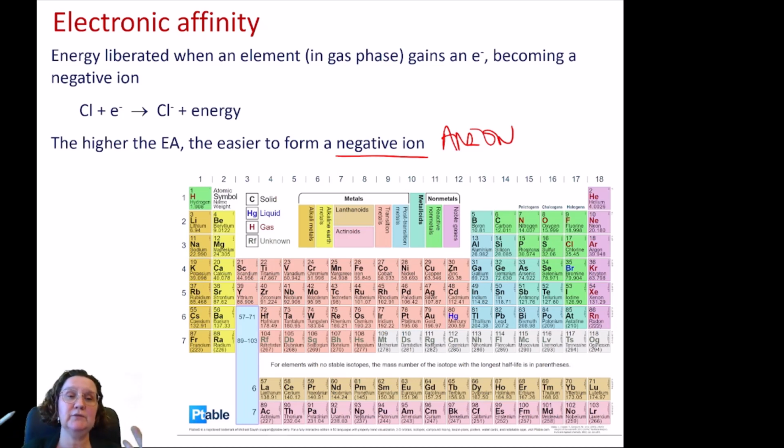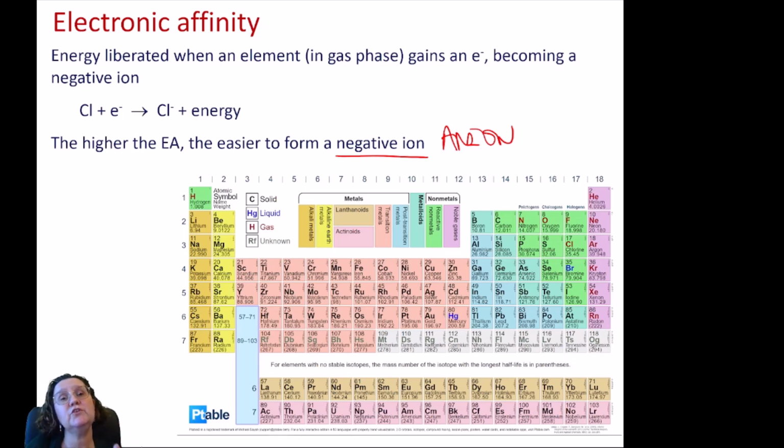So it's the energy liberated when your element goes from being a neutral element to an anion, a negative ion, and it's defined one electron at a time. In theory, you could gain one electron, then another electron, and then another, and in theory you can predict loads of different electron affinities.